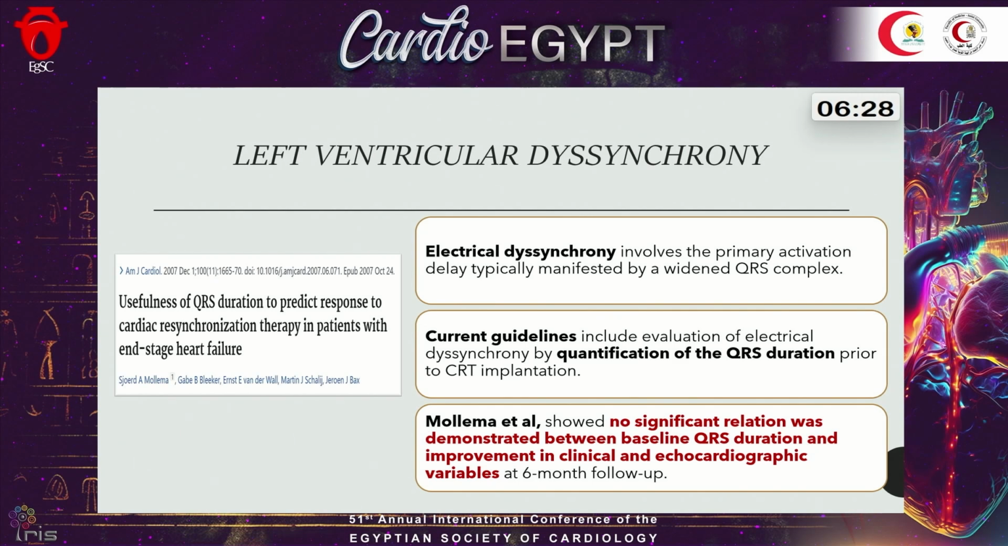There are two types of dyssynchrony, electrical and mechanical. Current guidelines include evaluation of electrical dyssynchrony, left bundle, right bundle, rather than mechanical dyssynchrony. But multiple trials show no significant relation between baseline QRS duration and the improvement in clinical and echocardiographic variables at 6 months follow-up. So we need other methodology for assessment of dyssynchrony rather than electrical.